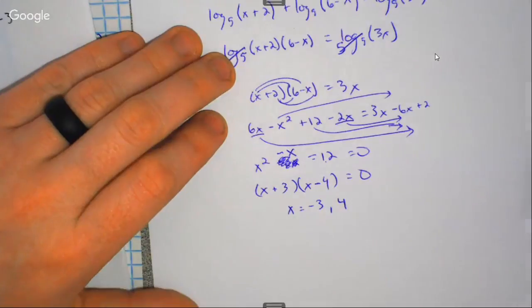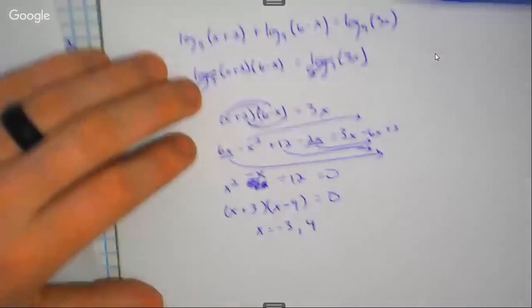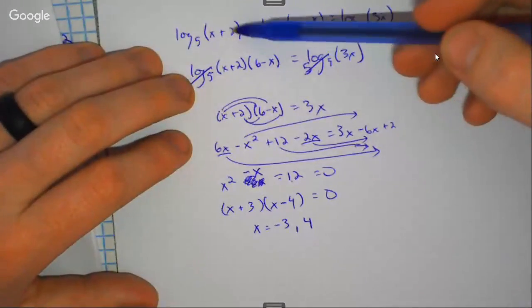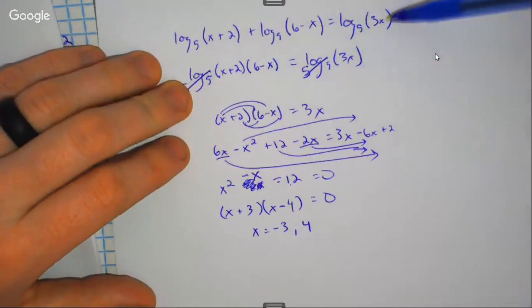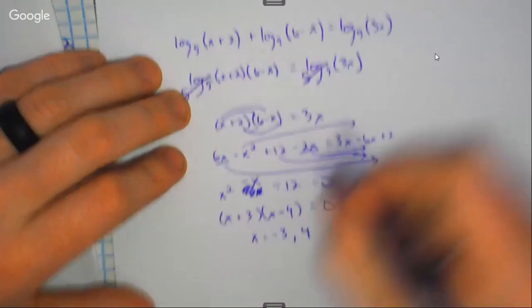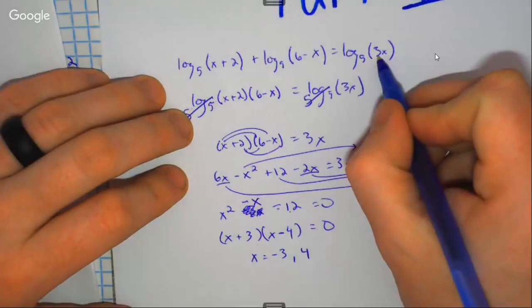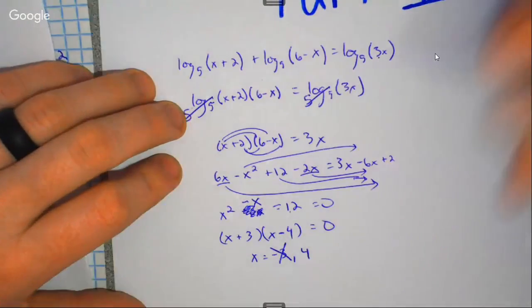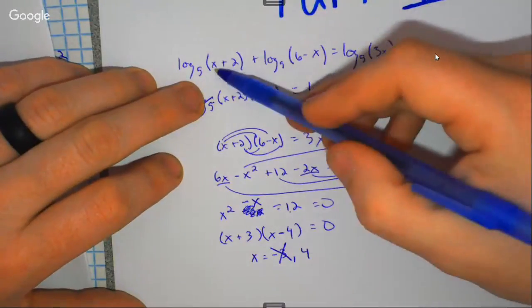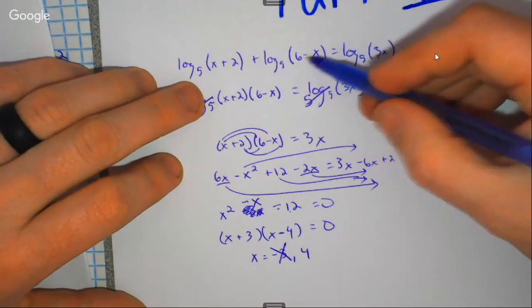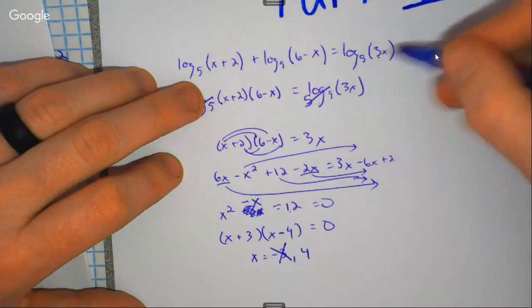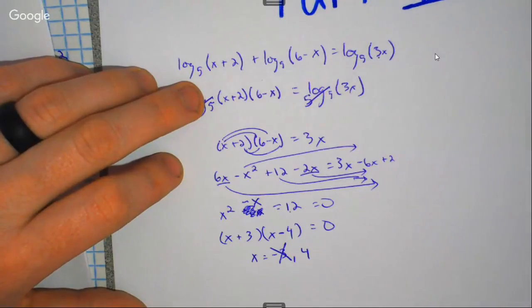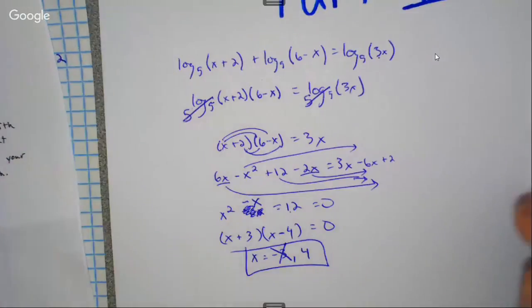Now with logarithms, you have to check this because I cannot have 0 or anything less than 0 in the logarithm. So you note that if we plug negative 3 in here, I get negative 9, and I cannot have that. If we plug in 4, that's 6 here. 6 minus 4 is 2, and 3 times 4 is 12, so that one is good. Okay.